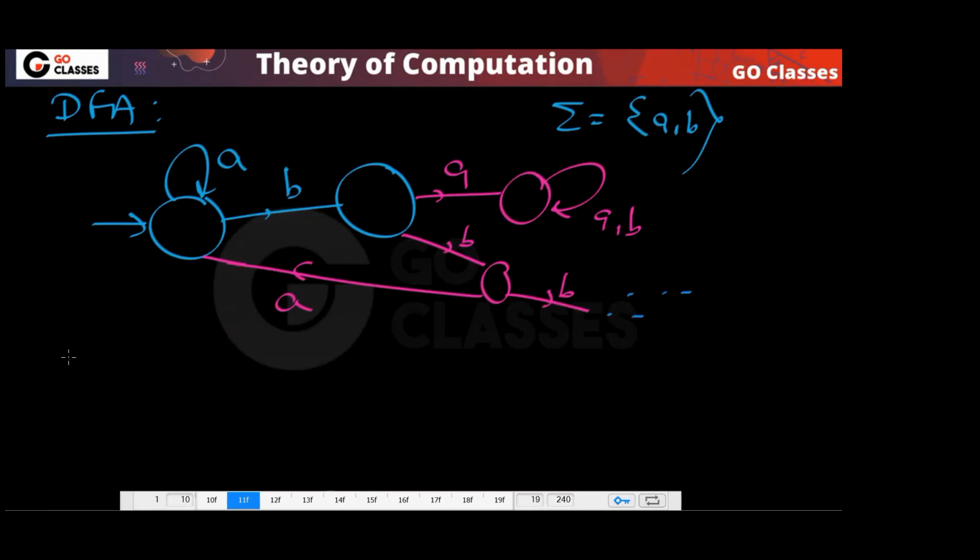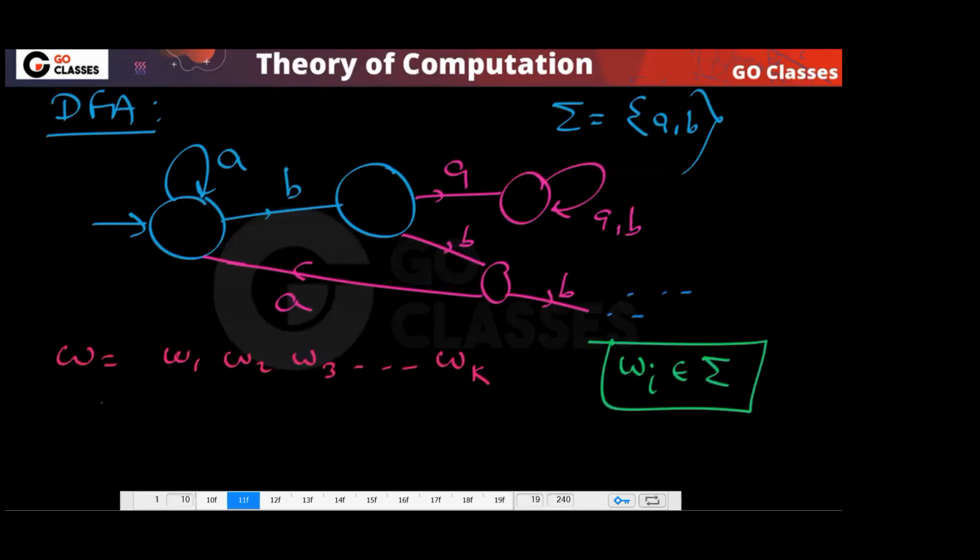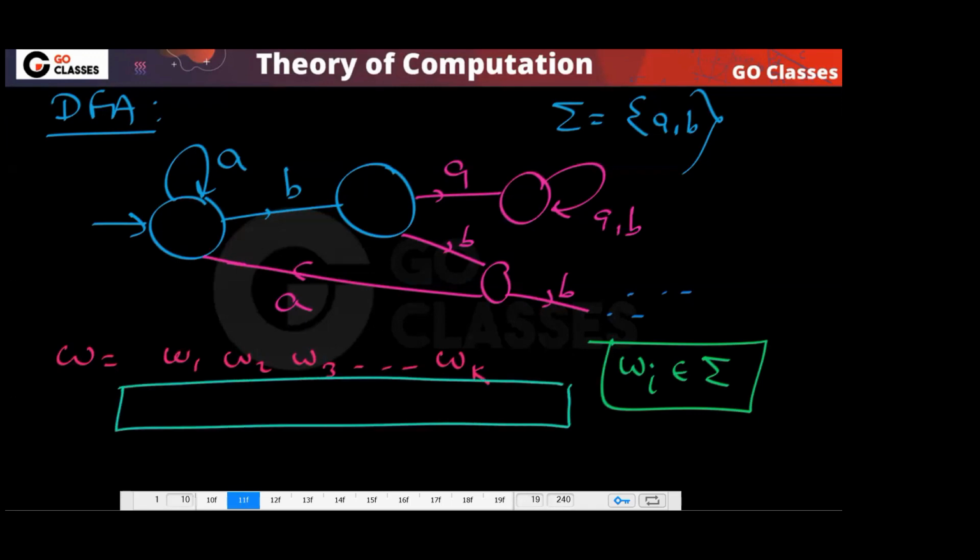Now I am saying that whatever string you take, you can take any string, for example W1, W2, W3, up to Wk. These are symbols, where each Wi belongs to sigma. So now you tell me, on this string where will the DFA go? The DFA will definitely start in the initial state.